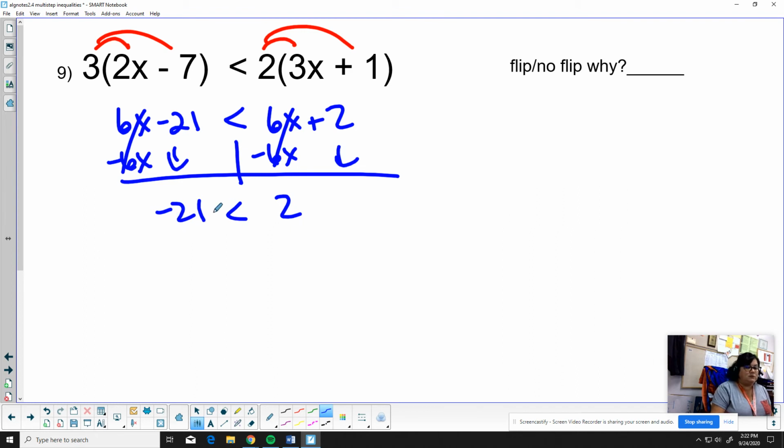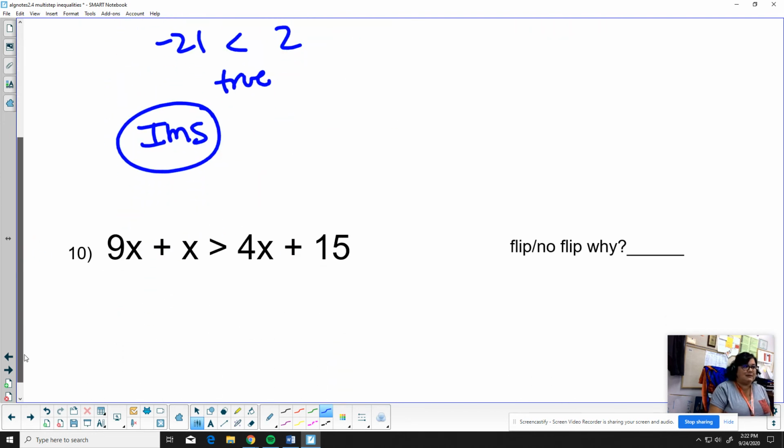So is negative 21 less than 2? Well, yes, all negatives are smaller than a positive 2. Also, if you remember what your elementary teacher said, she said that it eats the bigger number. Well, it's definitely eating the bigger because positives are bigger than negatives. So this is a true statement. So since it's a true statement, the answer is infinitely many solutions, or abbreviated as IMS.